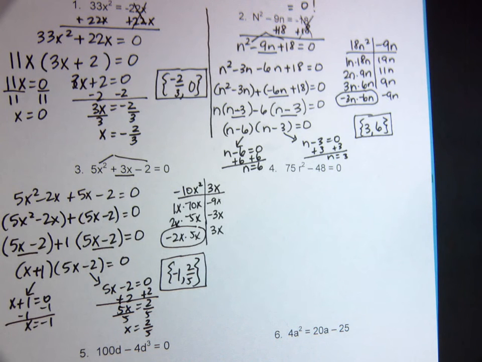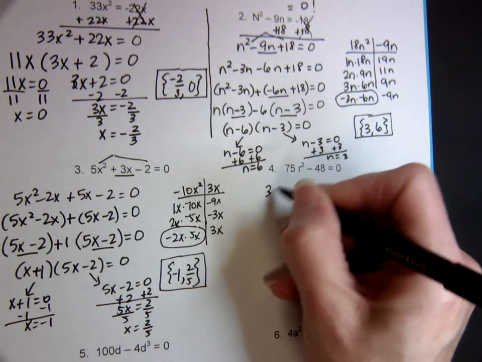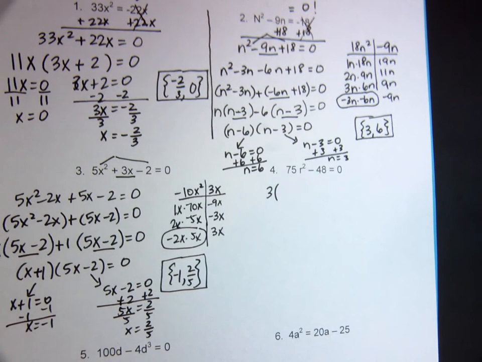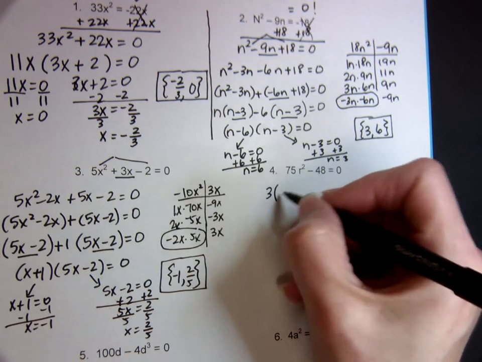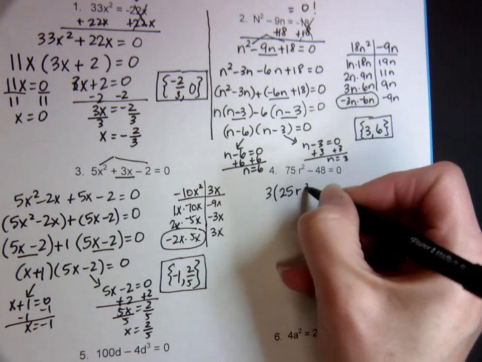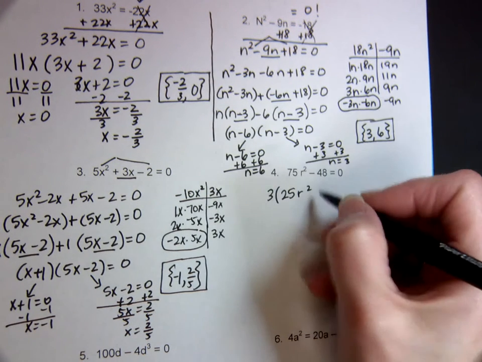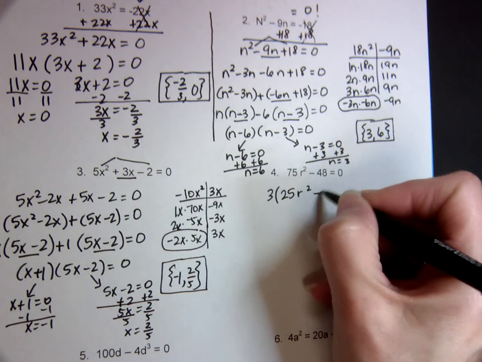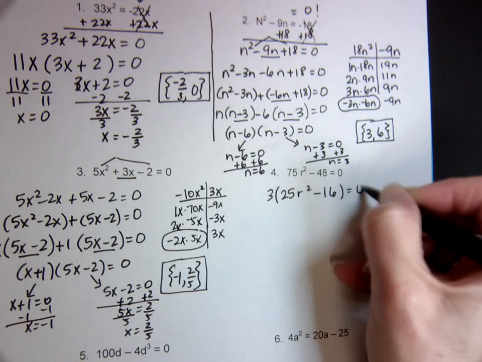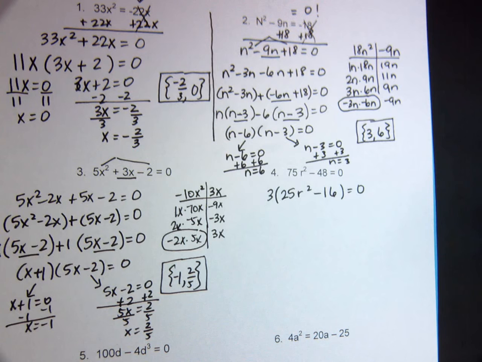So in this case, what is the greatest common factor? 3. Excellent, Christian. So then 3 times what gives me 75r squared? 25r squared. 3 times what gives me negative 48? Minus 16. You're close. Minus 16. All right, so what we have left, we have 2 terms. Are we ready to just start solving, or do we have to do something else?